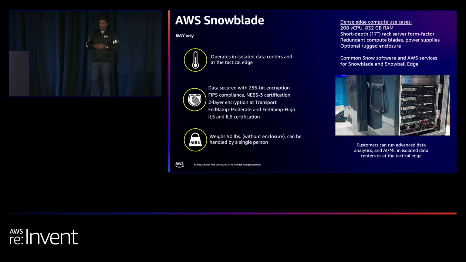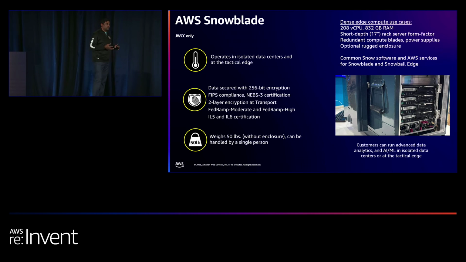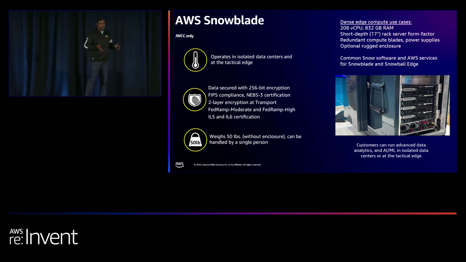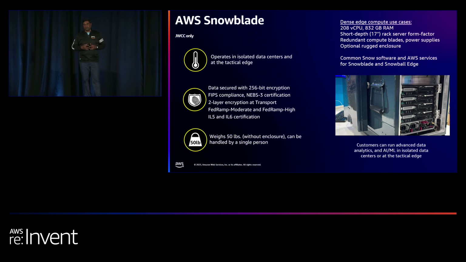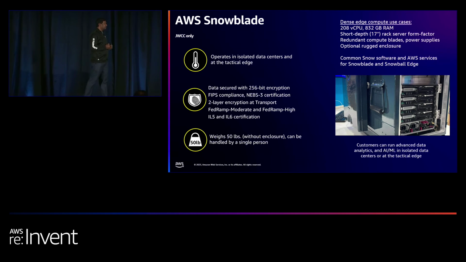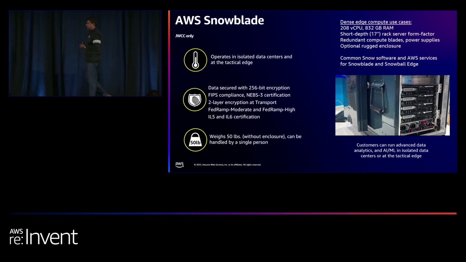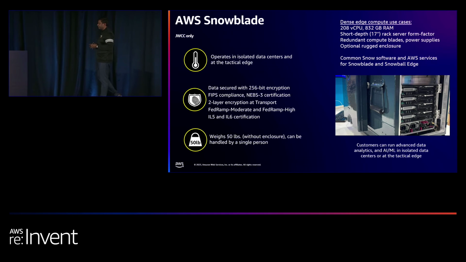The reason we took this approach is we're seeing a lot of our customers use Snow devices in isolated data centers. So they have server rack infrastructure, but because they're running their operations in an isolated data center, they can't connect back to AWS. So they're looking for a device such as a Snowblade. There are many other use cases with large military trucks, transport aircraft, and Navy ships, which have the capability to support those short depth, rugged, rack form factor devices.